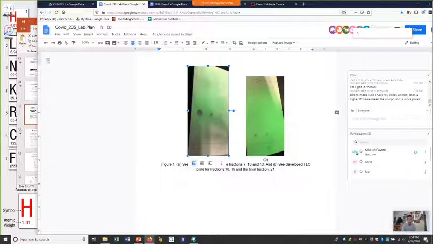Okay, so we'll walk through it. The higher the RF value, the less polar the compound. Okay? The higher the RF value, the faster it moves through a column. Okay? The lower the RF value, the more polar the compound. The lower RF value means the slower it moves through a column. That sounds relatively straightforward, so then why would you be getting it backwards?